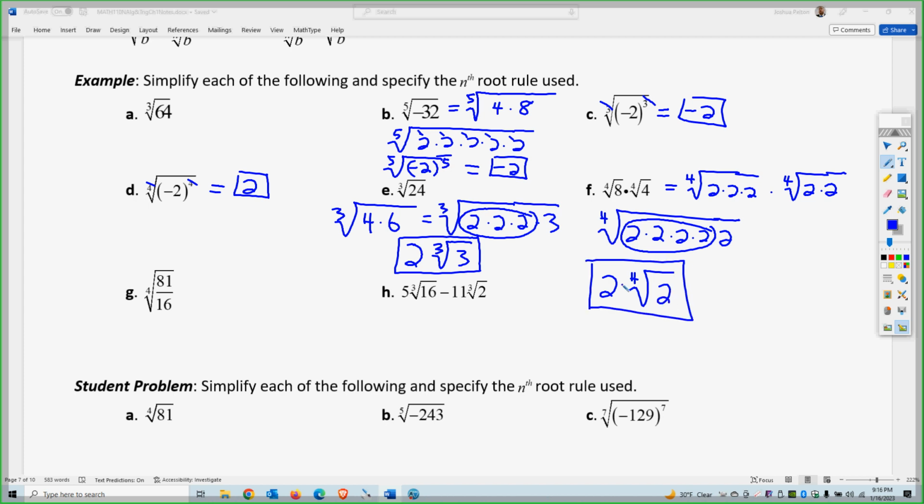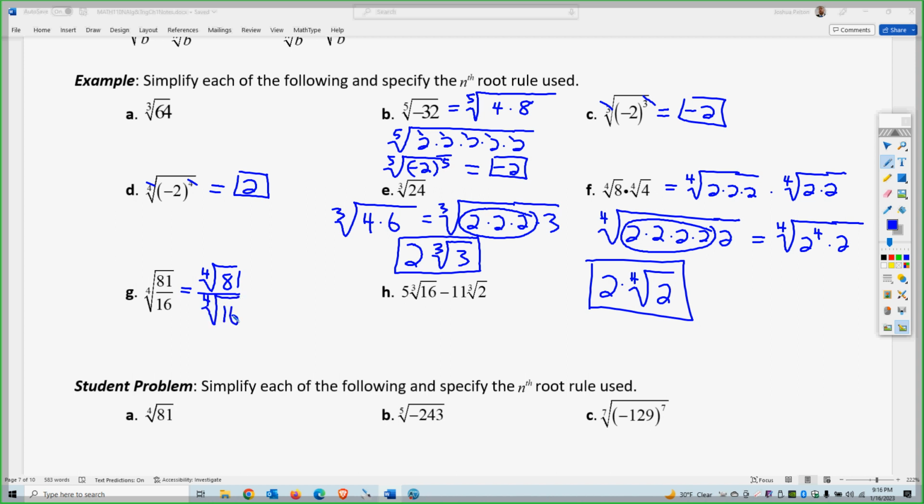You can rewrite that one more step if you need to, because that is the fourth root of 2 to the fourth times 2, right? Again, you don't need to do as much detail as I do. I'm doing it in extensive detail because it's a lesson. Okay, 81 divided by 16, I don't know about that. That's not going to work out all that well, right? But I can do the fourth root of 81 over the fourth root of 16, right?